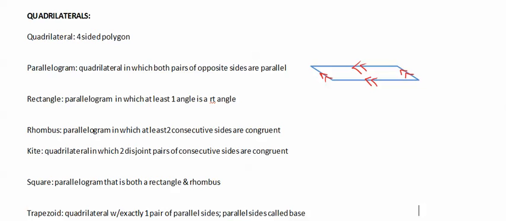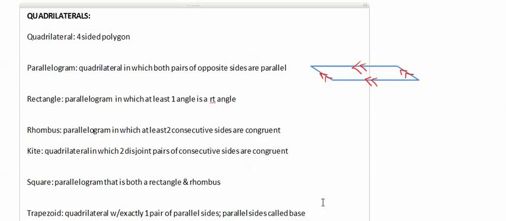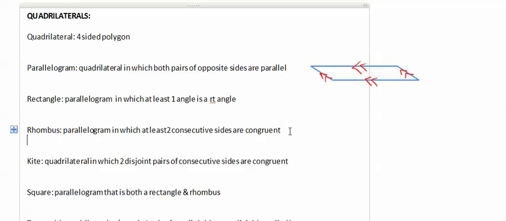A rhombus is a parallelogram in which at least two consecutive sides are congruent. So again, what you need to do is establish a parallelogram, so you need to somehow establish two pairs of opposite sides that are parallel. Then you establish two consecutive sides which are congruent. What you'll notice then is that all four sides will be congruent. But again, to state that it's a rhombus, you just need two consecutive sides.